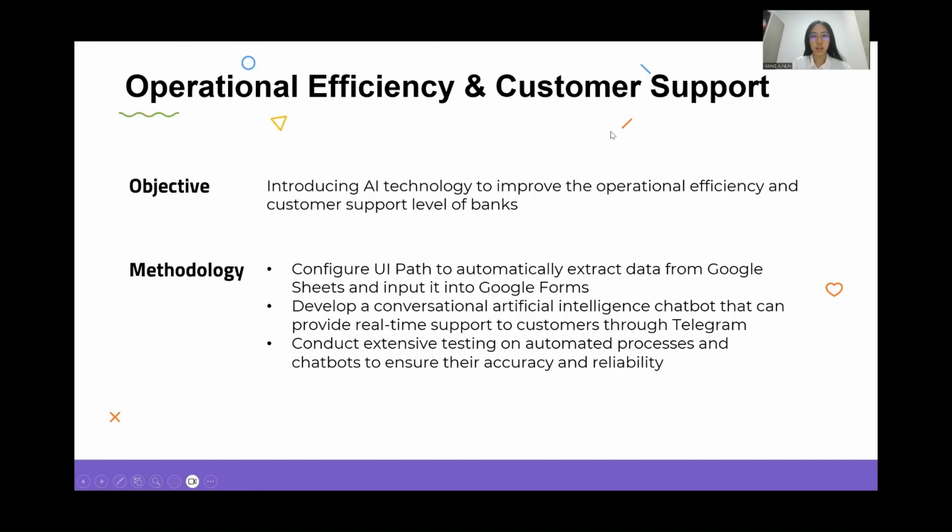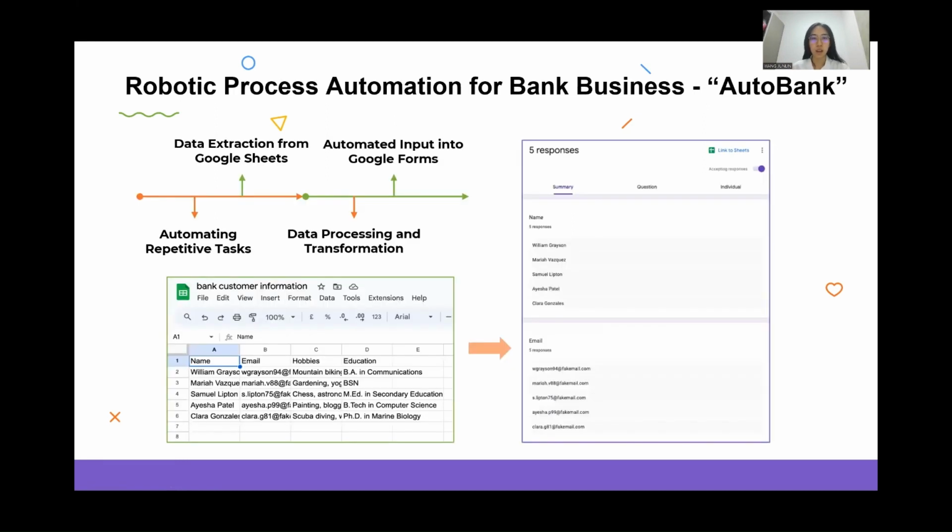To address the challenges during the financial crisis, we plan to adopt AI-based tools for automation and customer support. We selected UiPath for automation and Snatchbot for chatbot development. We conducted testing to ensure the accuracy and reliability of them.